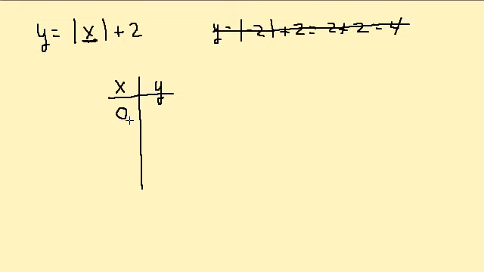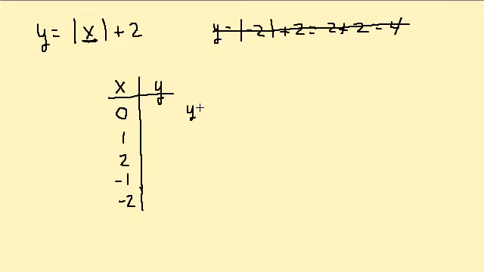Then we want to pick two numbers larger than 0, so that would be 1 and 2, and we want to pick two numbers smaller than 0. That would be -1 and -2. And then we plug these x values in for x to get y.